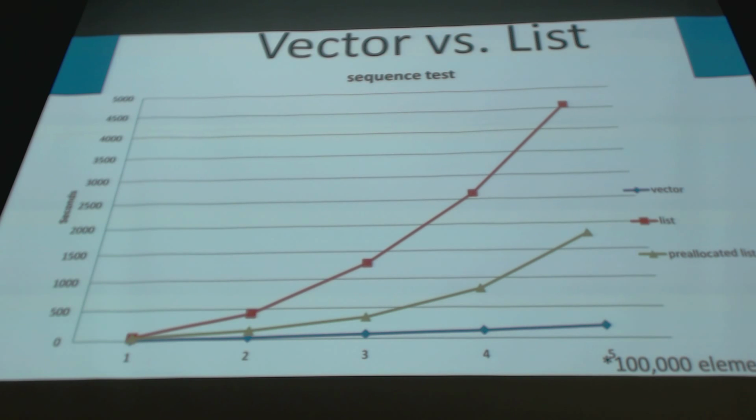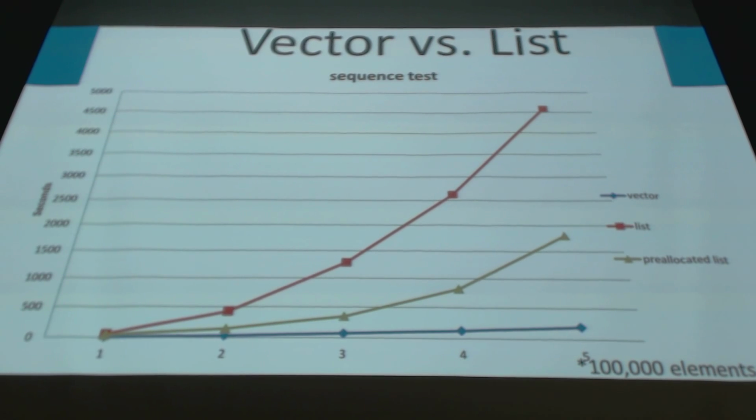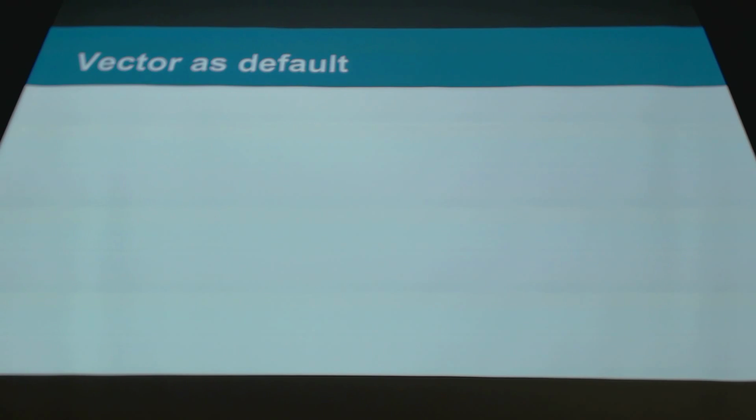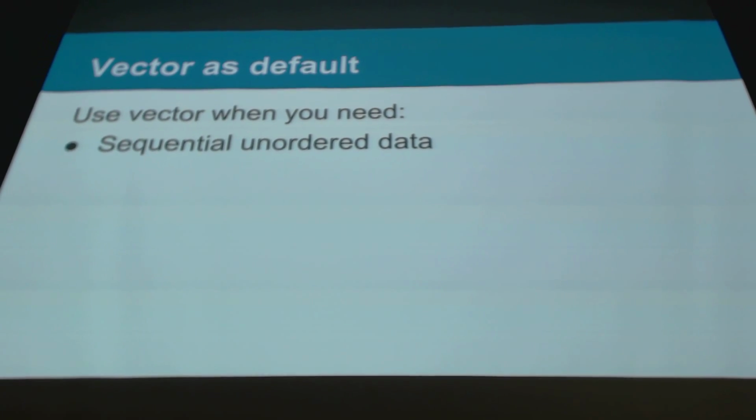Small digression, vector versus list. As you can see, vector is much faster than list, and this one is for integers. It may vary if we use some big objects. But what I'm trying to say is that we should use vector as a default. And in which cases do we want to use vector? If we have sequential unordered data, so we want to store many things, but we don't care whether it's ordered or not.